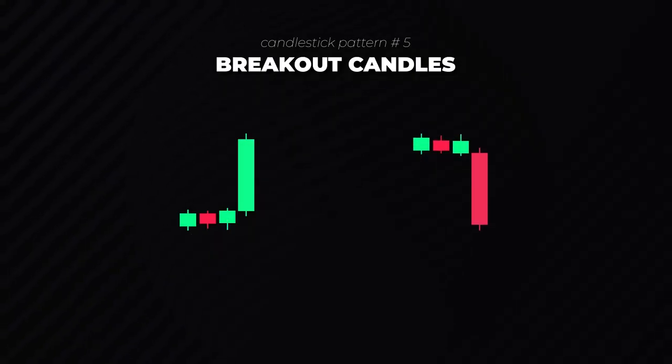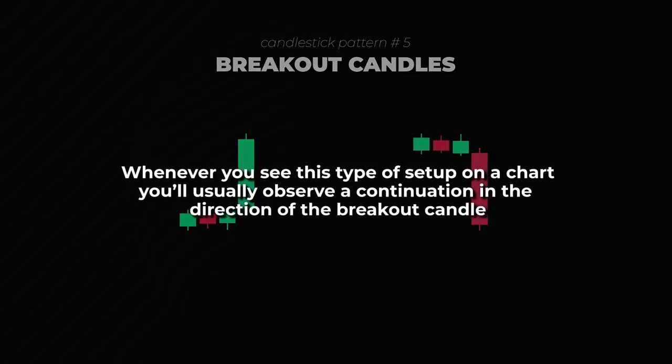There are 2 types of breakout patterns: a bullish breakout pattern, where the breakout candle is green, and a bearish breakout pattern, where the breakout candle is red. Note that for both bullish and bearish patterns, the color of the consolidation candles is unimportant. What matters is that they're small in size. Whenever you see this setup on a chart, you'll usually observe a continuation in the direction of the breakout candle.